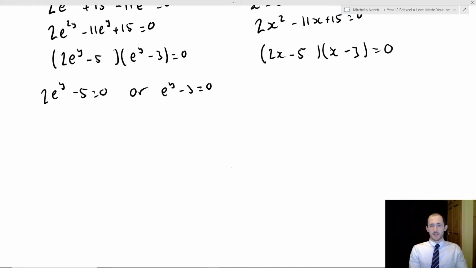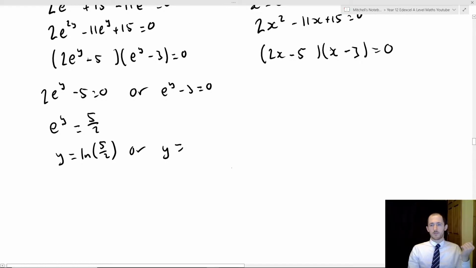So we have e to the y equals 5 over 2. So take the natural log of both sides, we get y equals ln 5 over 2. Again, it can't be less than 1, just bear that in mind. Or e to the y equals 3, so y equals ln 3. Okay, so again, if one of them was negative, we'd be able to discount that immediately, which can be a useful thing to do.